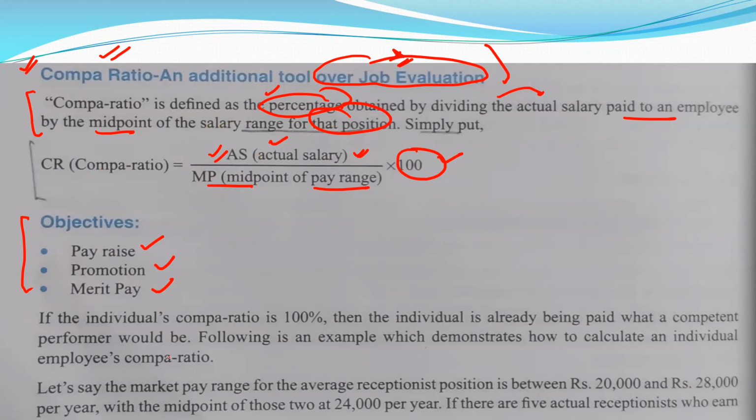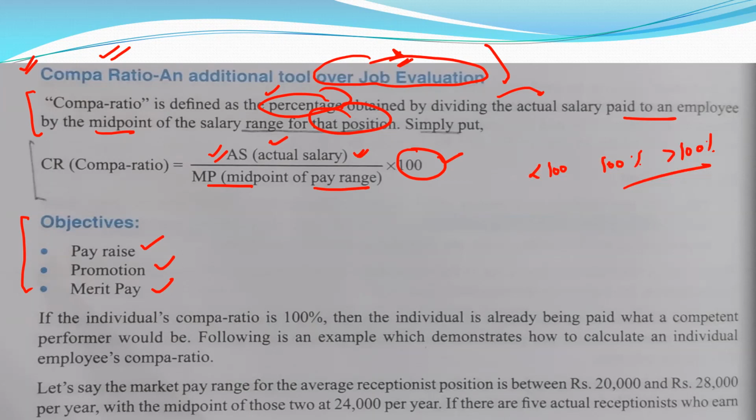For example, the individual's Compa Ratio can be less than 100%, 100%, or even more than 100%. We have to discuss all these cases and what each means. If the individual's Compa Ratio is 100%, then the individual is already being paid what a competent performer would be. Following is an example which demonstrates how to calculate an individual employee's Compa Ratio.